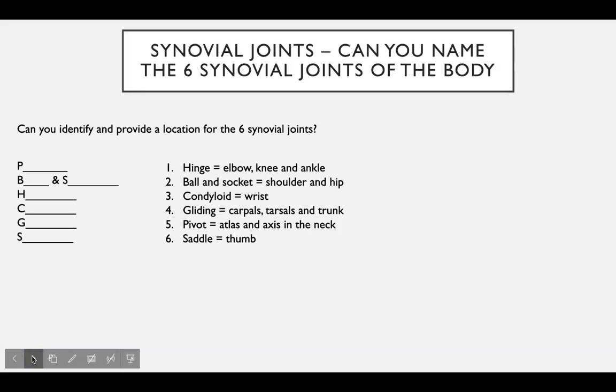So, answers: hinge, ball and socket, condyloid, gliding, pivot, saddle. Next to there you've got the different types, so elbow, knee and ankle for hinge, shoulder and hip for ball and socket, condyloid is a wrist, gliding, carpals, tarsals and trunk, pivot, atlas and axis in the neck, saddle equals thumb.